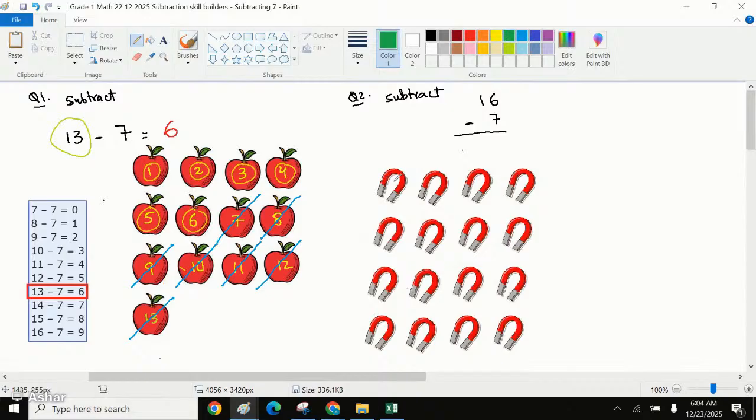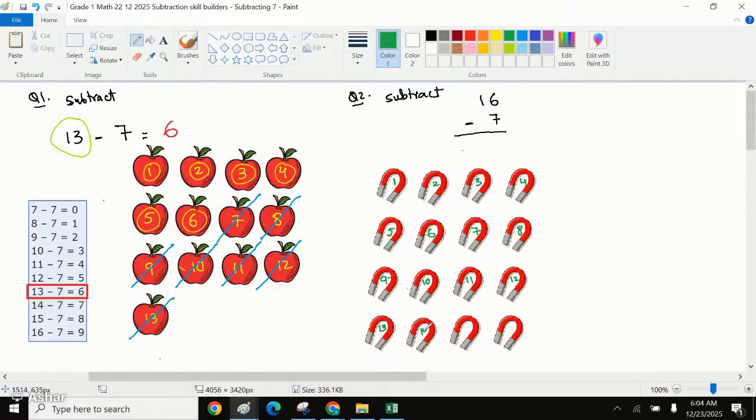If I say this is 1, this is 2, 3, 4, 5, 6, 7, 8, 9, 10, 11, 12, 13, and after 13 it is? What number is after 13? Yes, it is 14.